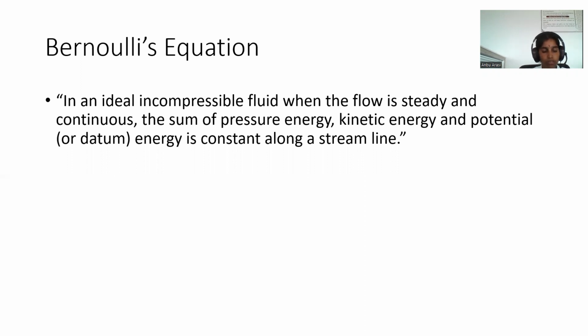In Reynolds equation of motion for flow, where the viscous force is negligible, the resulting equations of motion are known as the Navier-Stokes equation. Hence, the Navier-Stokes equation is the equation of motion of a fluid flow in which the pressure force, viscous force and gravity force are considered. Euler's equation, Bernoulli's equation. Bernoulli's equation applies to an ideal incompressible fluid when the flow is steady and continuous: the sum of pressure energy, kinetic energy, and potential energy.